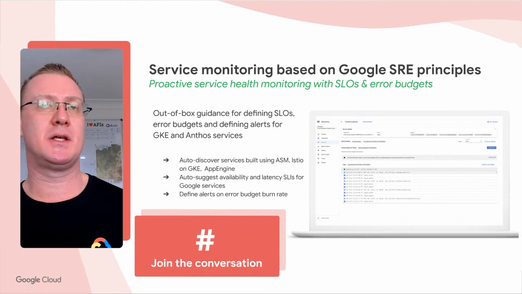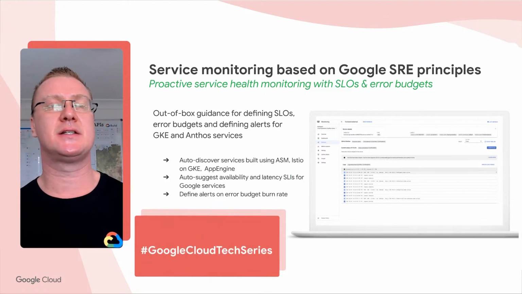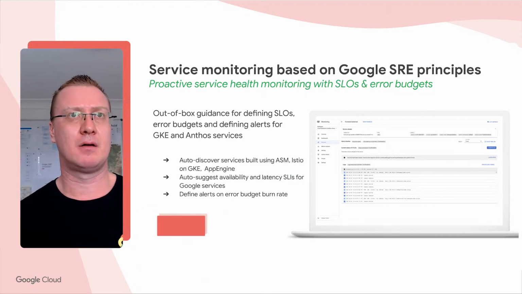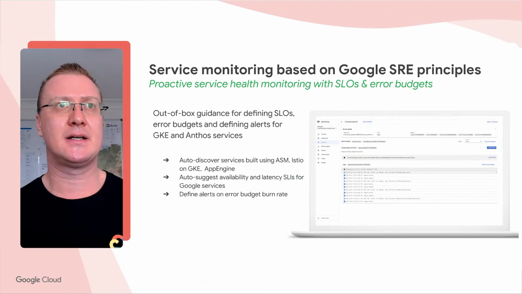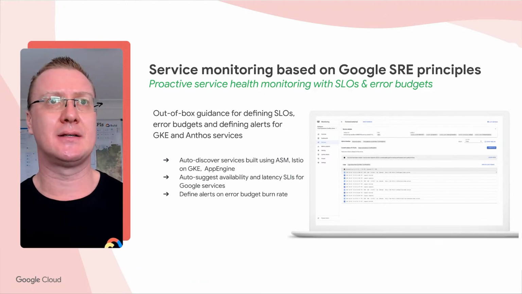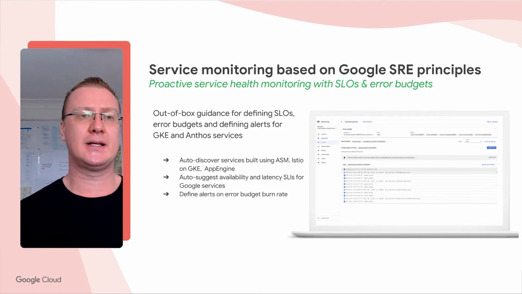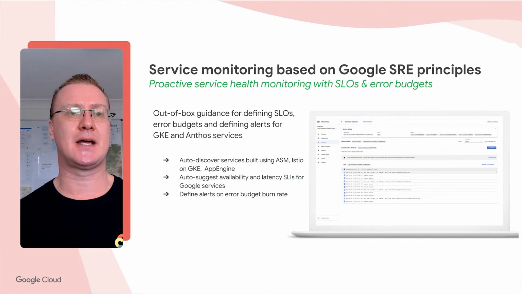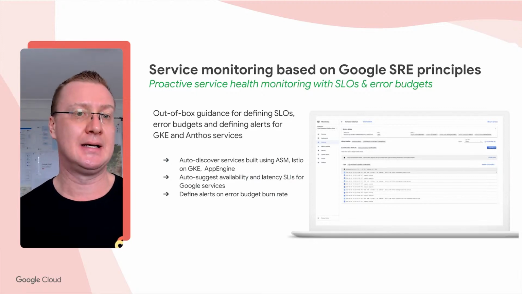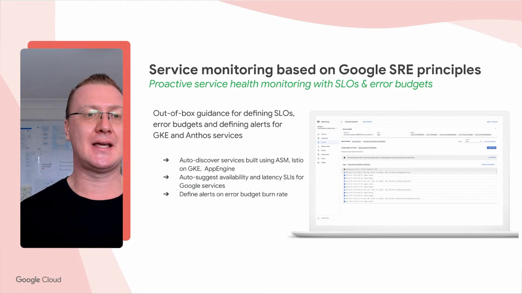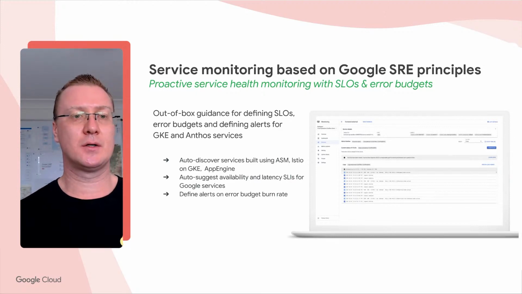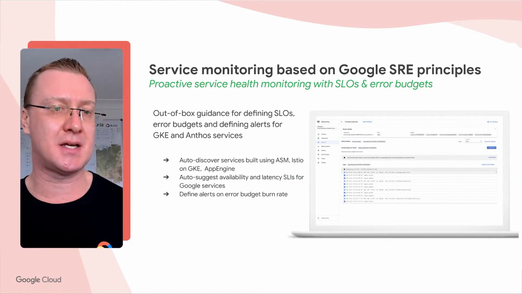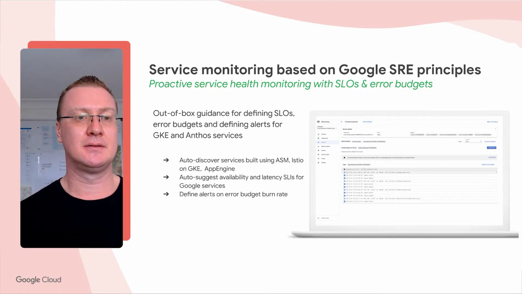Now, from an observability perspective, there are many organizations that are looking to get better visibility around the applications that they are hosting and serving the application well so it can deliver value to consumers. Now, I'm finding that service monitoring based on Google SRE principles really helps understand the application better. So we give out-of-the-box guidance for defining service level objectives, error budgets, and defining alerts for GKE and Anthos-based services. So we could auto-discover services built using Anthos Service Mesh, Istio on GKE, and App Engine, and we can define alerts on error budget burn rate.